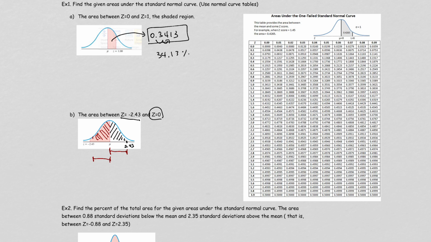So then if we look for 2.43, 2.4 and 0, 1, 2, 3. So this is 2.3, right? That gives you 0.4925. So since this area right here is 0.4925, the other side should be the same.